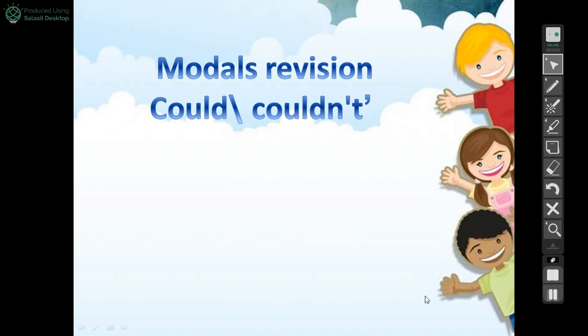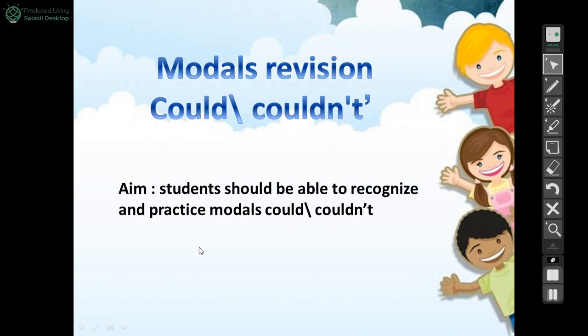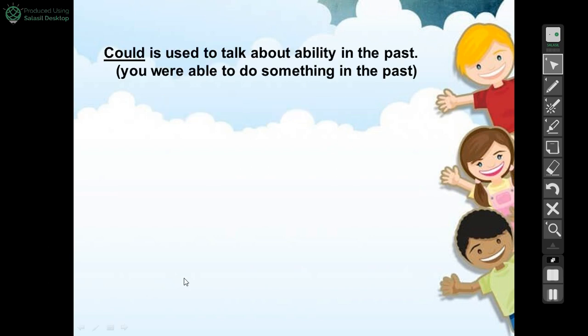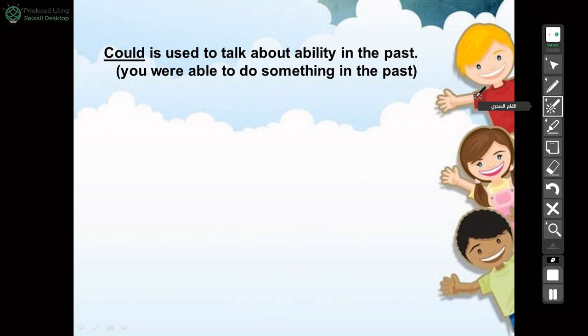Our lesson today is Modals Revision: could and couldn't. The aim of our lesson is that students should be able to recognize and practice the modals could and couldn't. Could is used to talk about ability in the past. You were able to do something in the past.